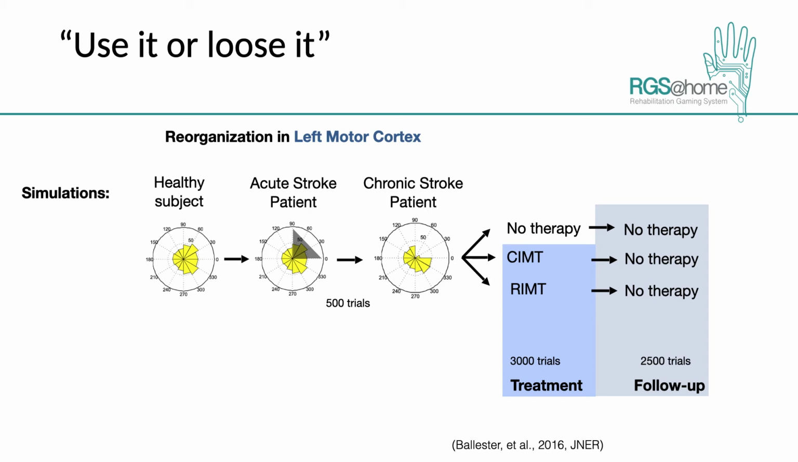So we are going to simulate three different conditions of treatment. The first one is no treatment, no therapy. The second one is constraint-induced movement therapy, in which we force the use of the affected arm. And the third one is reinforcement-induced movement therapy, in which we do not force the use of any arm. We just manipulate the error or the reinforcement that we provide for learning after the execution of the action. Then we also simulate a follow-up period in which no therapy is administered.